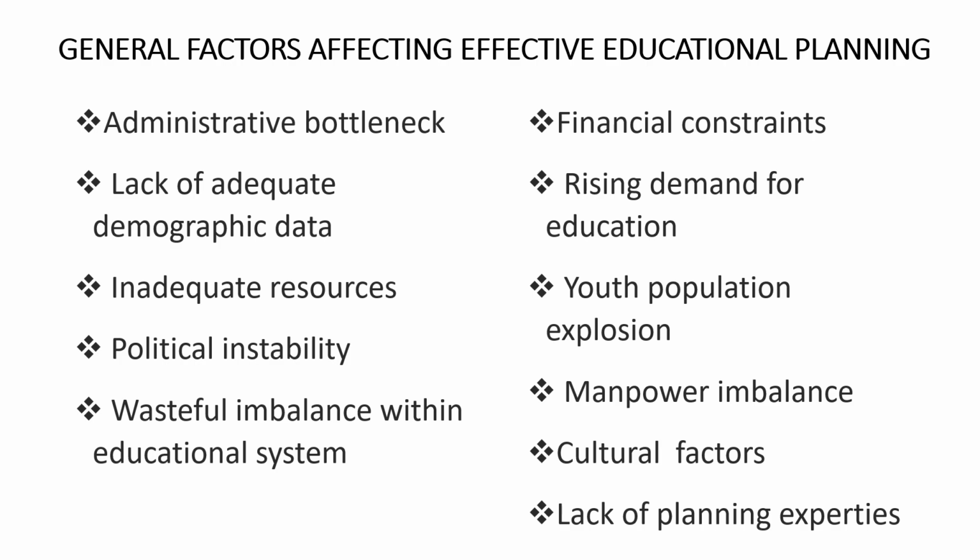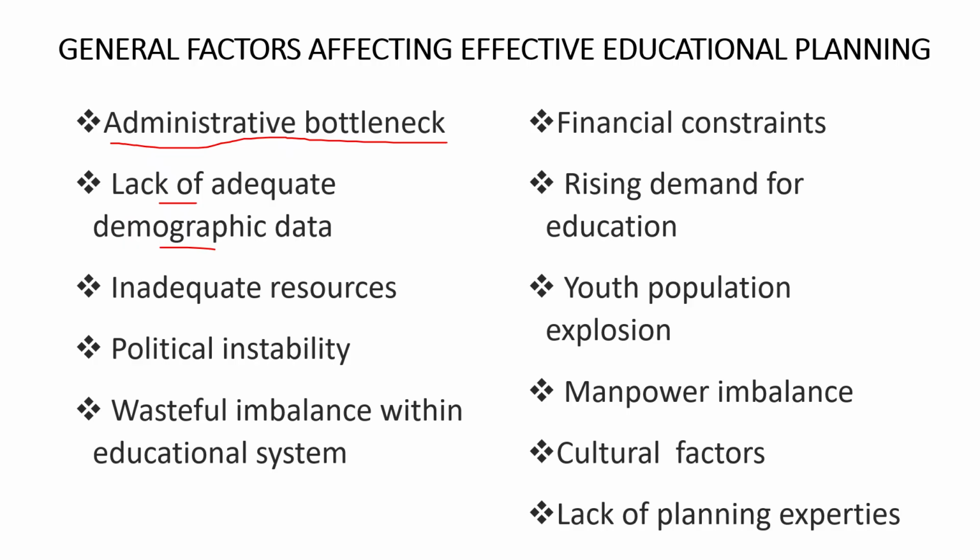First is administrative bottlenecks. Sometimes administrators pose difficulties in the planning process. They cannot give appropriate cooperation, or sometimes they don't devise the plan on time, and therefore it poses limitations on planning by employing expertise. There is also a lack of adequate demographic data. Sometimes we don't have accurate data.